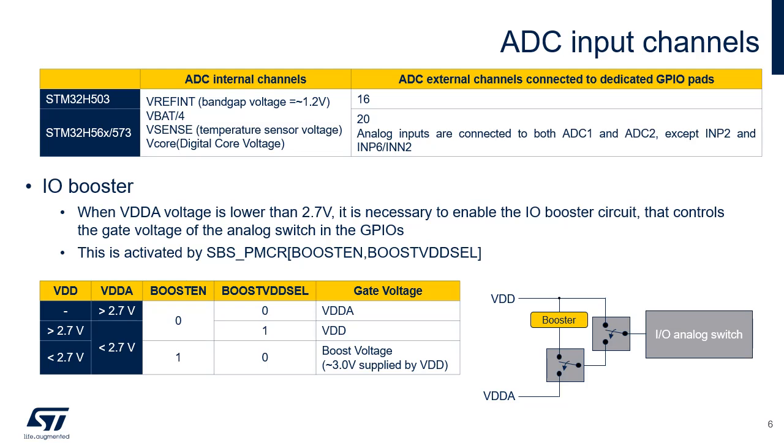The analog switch inside the I/O has a resistance which increases when the analog switch supply decreases. For the cases where VDD-A and VDD are low, there's a possibility to enable a voltage booster which will supply the analog switch and guarantee low resistance. It is recommended to use the VDD-A supply for the analog. But when VDD-A is lower than 2.7 volts and VDD is larger than 2.7 volts, the power supply can be switched to VDD. If both VDD-A and VDD are lower than 2.7 volts, the voltage booster should be enabled.